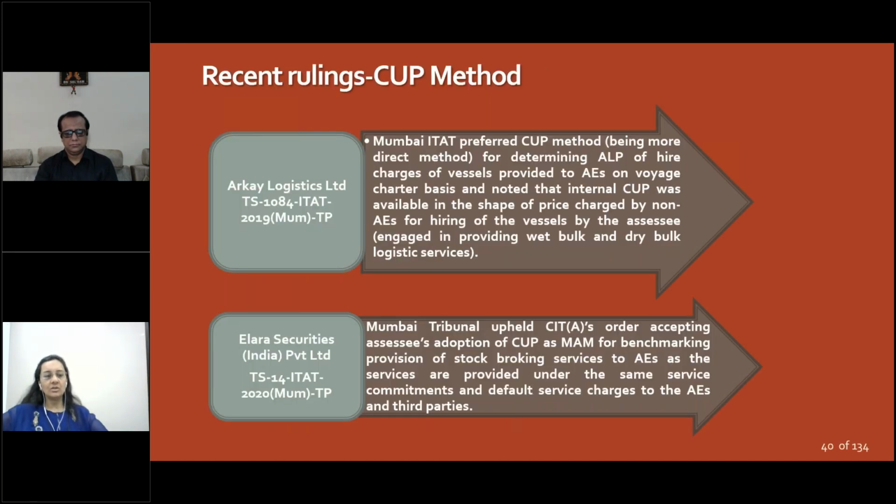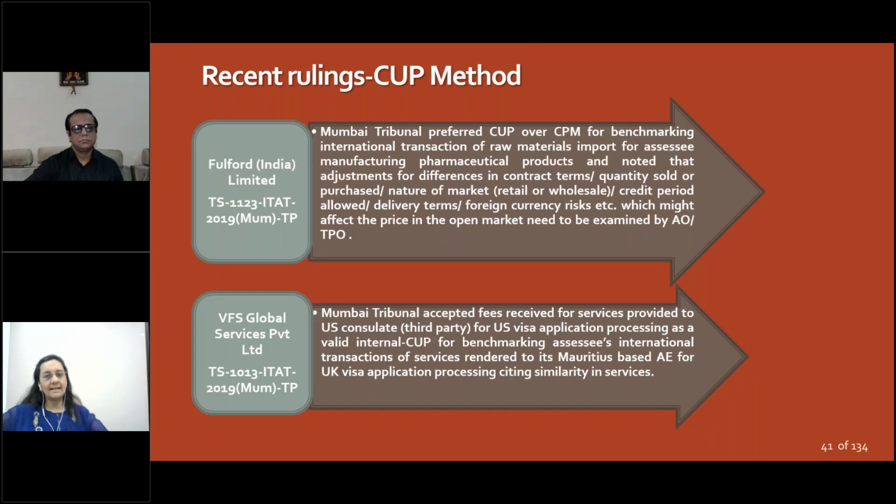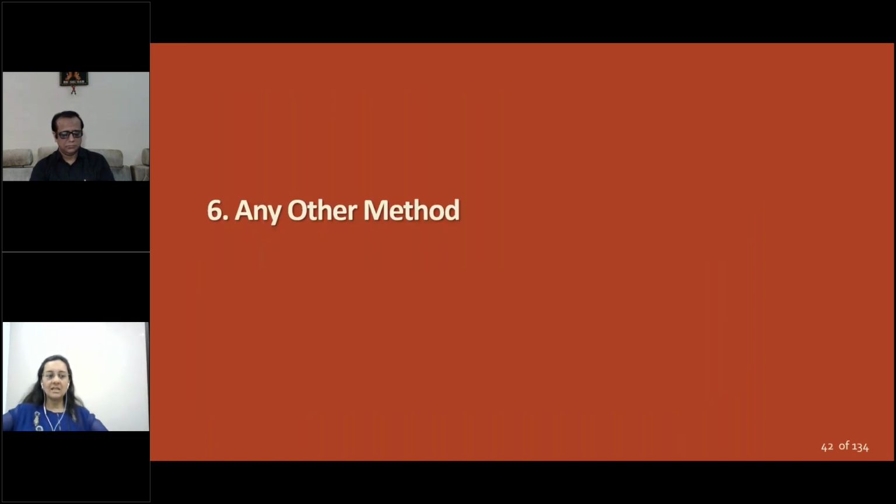These are certain rulings on CUP which are there for those who are interested. You can pull out these rulings and go through them. They usually say when CUP was applied, how it was applied, what adjustments were made, if any, whether another method was applied by either the TPO or the DRP, and how the tribunal decided that CUP was the better method. So does anybody have any questions on CUP?